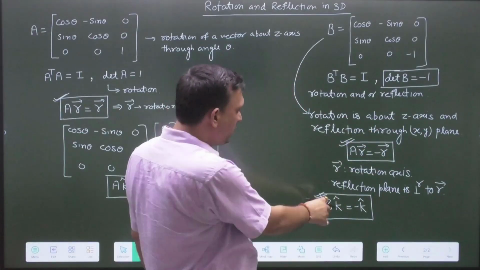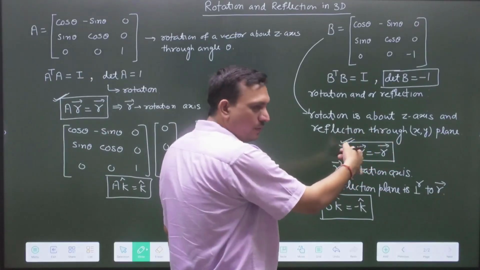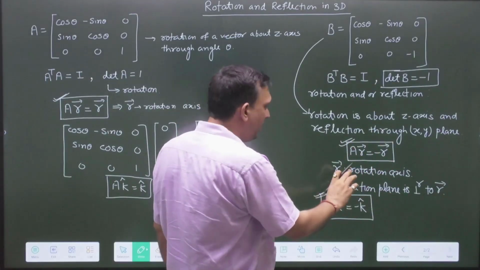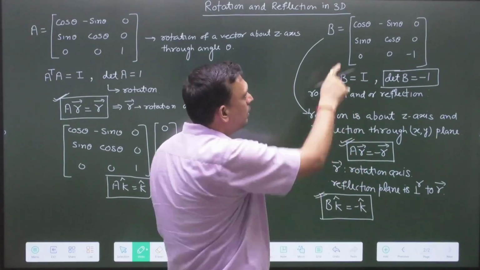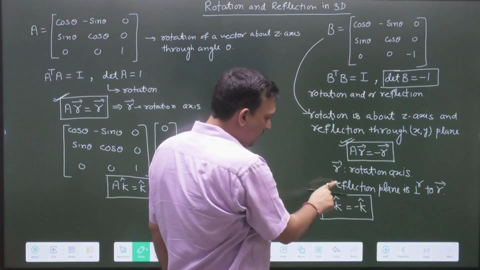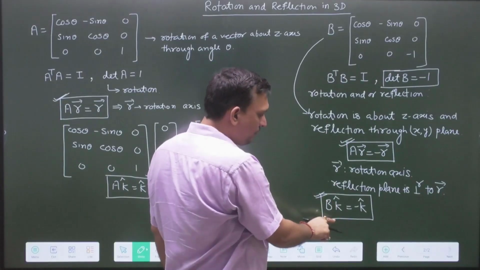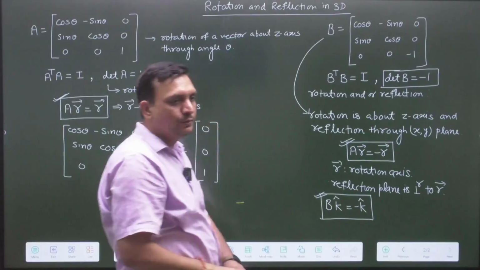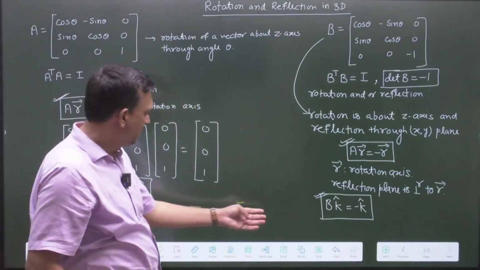So both pieces of information you will get from this relation: the rotation axis and the reflection plane. The reflection plane will be perpendicular to this vector. For example, here the rotation axis is K cap and the reflection plane is perpendicular to K cap, so that will be the XY plane. Clear?